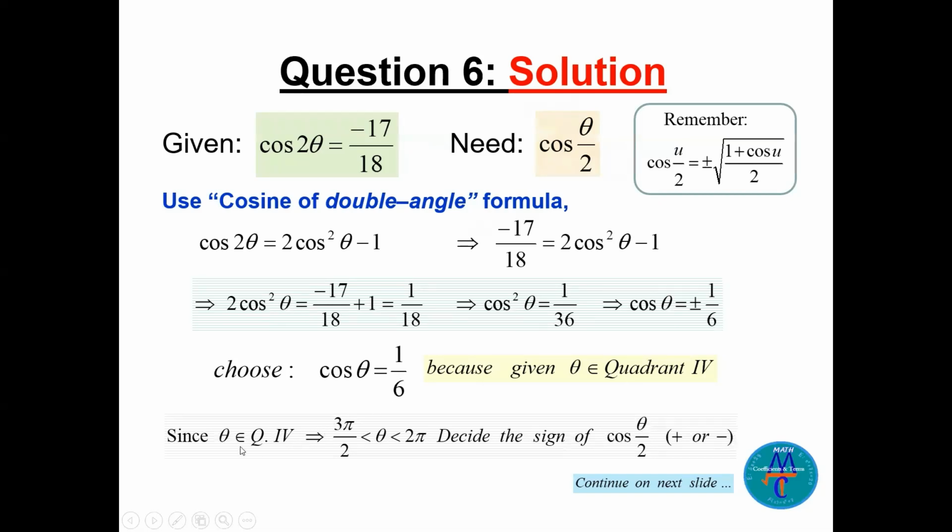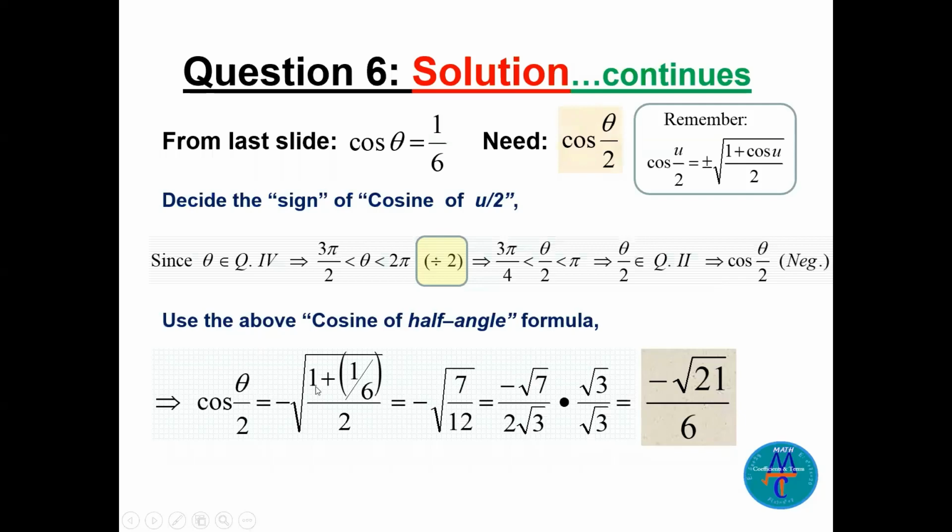Now remember, theta is in quadrant 4, so I can write theta as greater than 3 pi over 2, less than 2 pi. I have to decide the sign, either positive or negative, for cosine theta over 2. I know where theta is. I have to find where theta over 2 is. Just divide this inequality by 2. So theta over 2 becomes 3 pi over 4 and then pi when you divide by 2. So theta over 2 belongs to quadrant 2. So the cosine of half angle theta over 2 is negative.